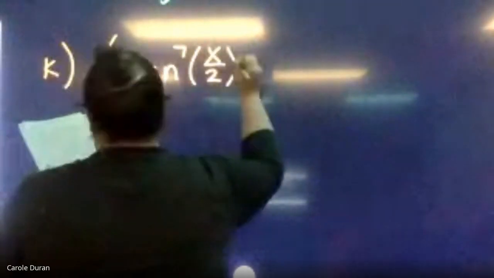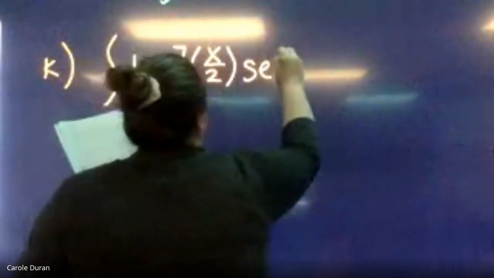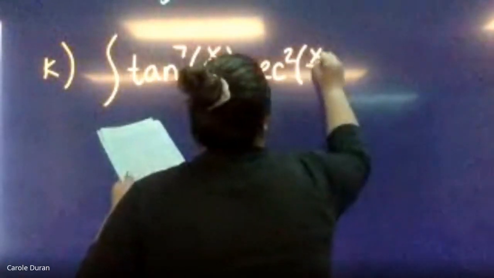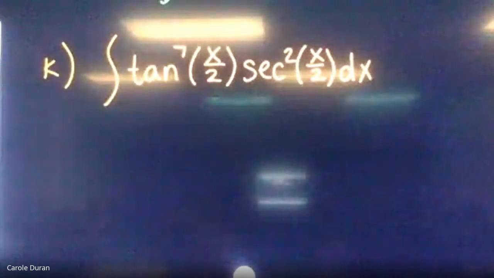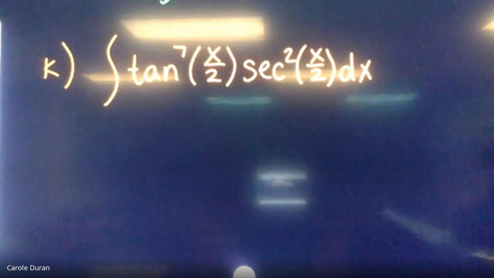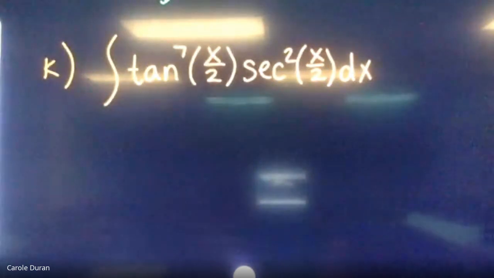Example K. The integral of tangent to the 7th of x over 2 times secant squared of x over 2 dx. Yes, it's supposed to be a 7.